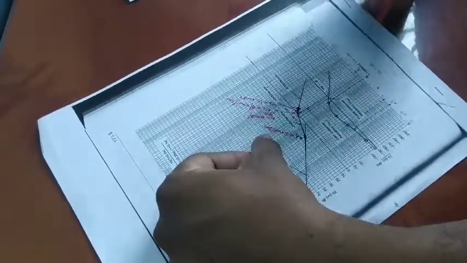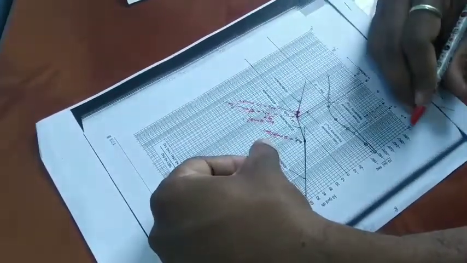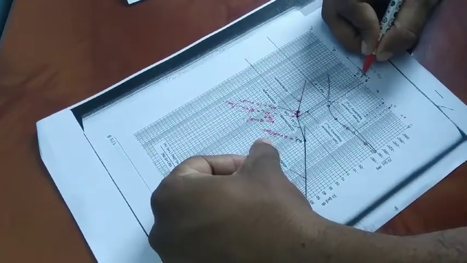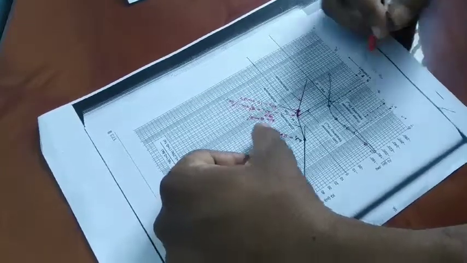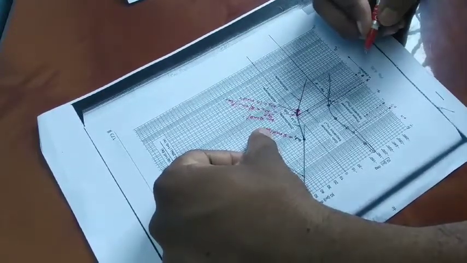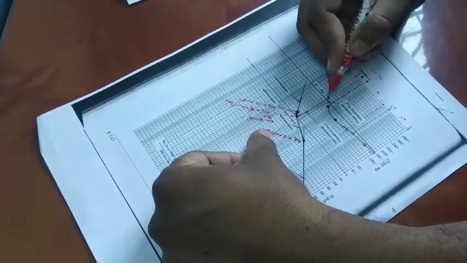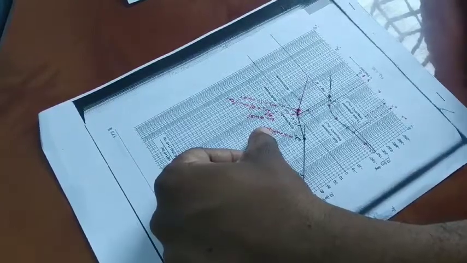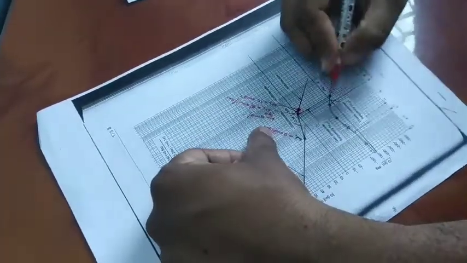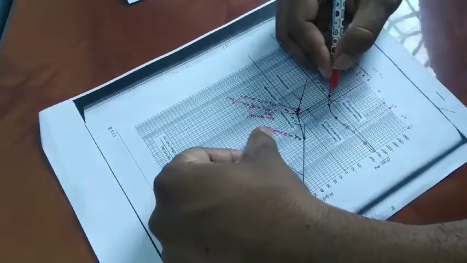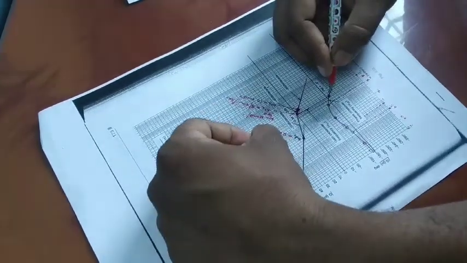Now at omega is equal to 8. Omega 5, 6, 7, 8. So this is 8. At omega equal to 8, we got the value of phase angle as minus 187. So this is below the minus 180 degree line, representing minus 187 degree. And this is omega equal to 8.